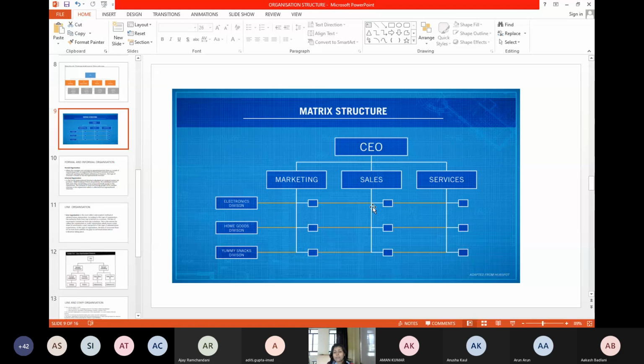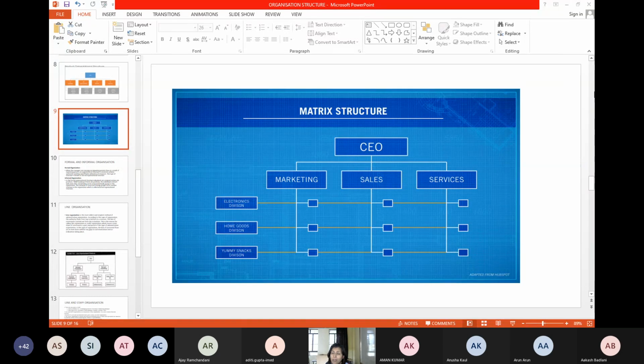But it depends on how efficiently and how effectively you can use this. So it definitely depends on the nature and the people of the organization. All right, so these are all the various types of organization structure. There is nothing called the best organization structure. You have to find out what suits your organization best.